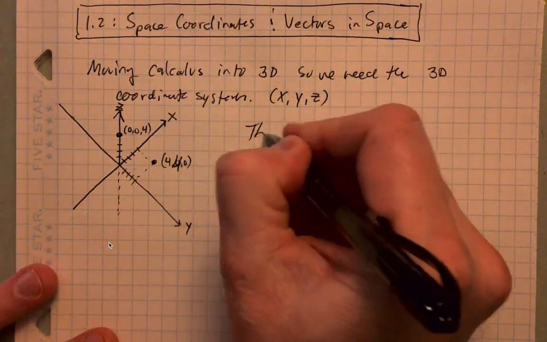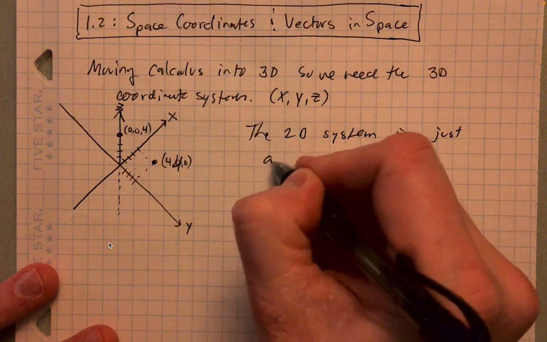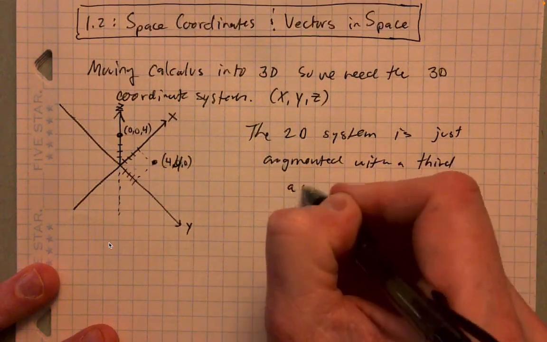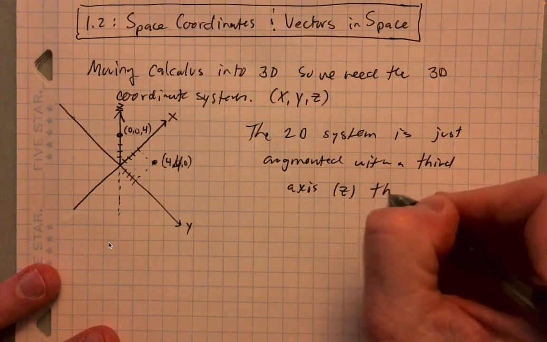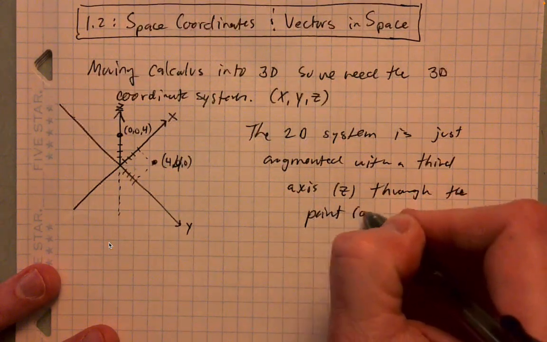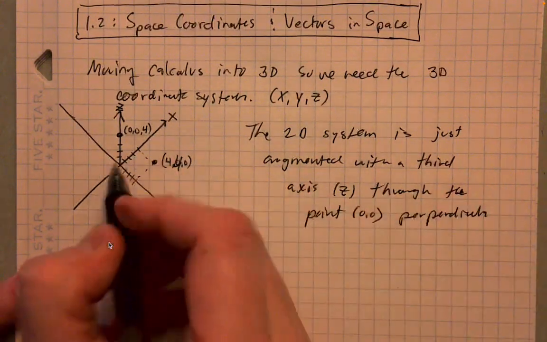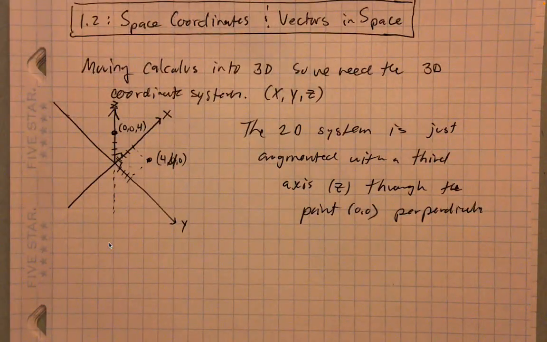So that's the takeaway here. The 2D system is just augmented with a third axis called the z-axis through the plane, and it's perpendicular, of course, to the plane. That means it makes a right angle with the x-axis, and it makes a right angle with the y-axis. Okay, so it's just perpendicular to the plane.